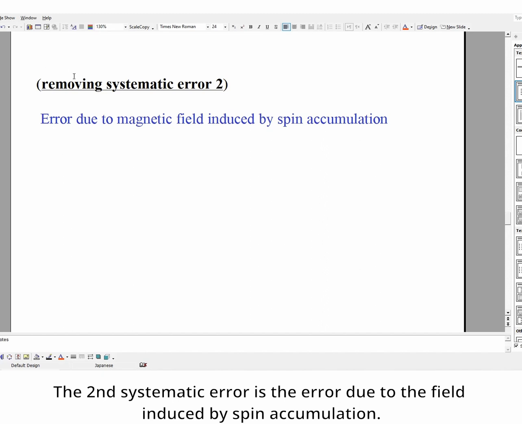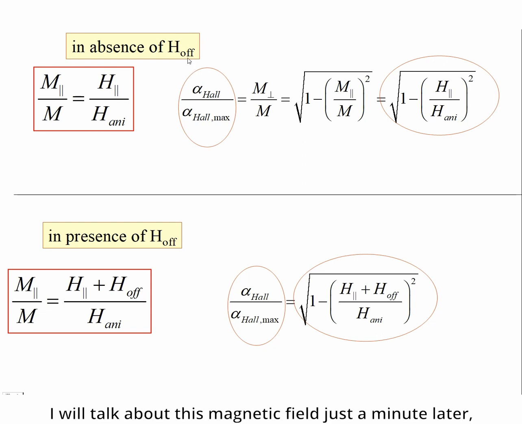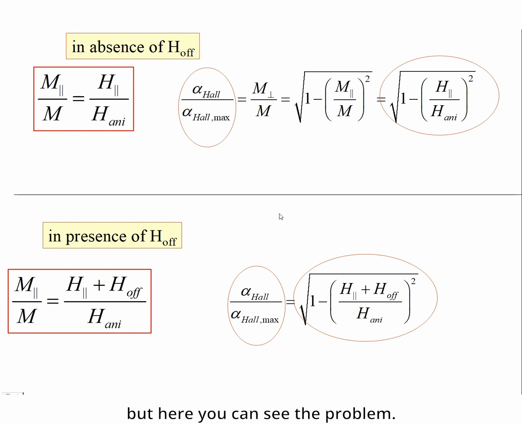The second systematic error is the error due to the magnetic field induced by spin accumulation. The reason for the problem for the fitting is the existence of one additional magnetic field, which I assign here as the offset magnetic field, and which is created by spin accumulation. I will talk about this magnetic field just a minute later, but here you can see the problem.